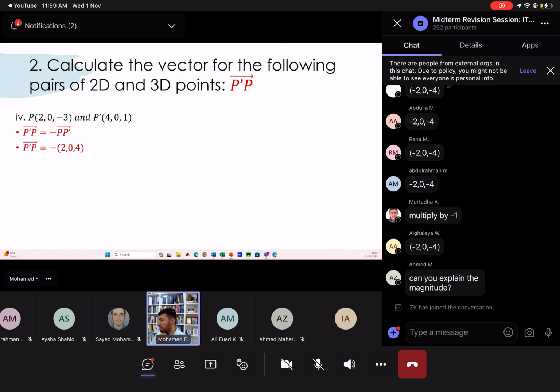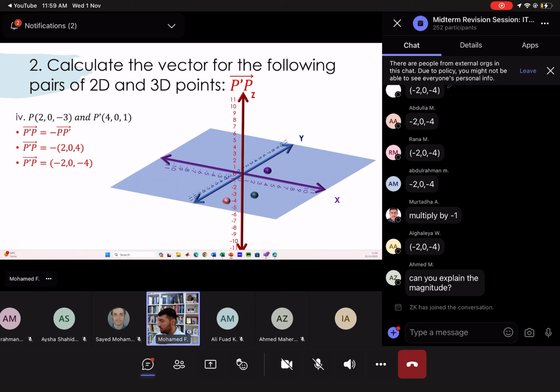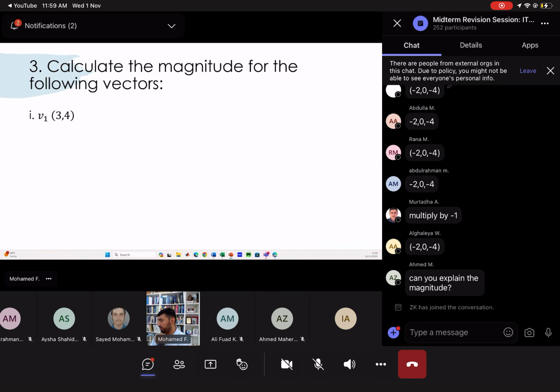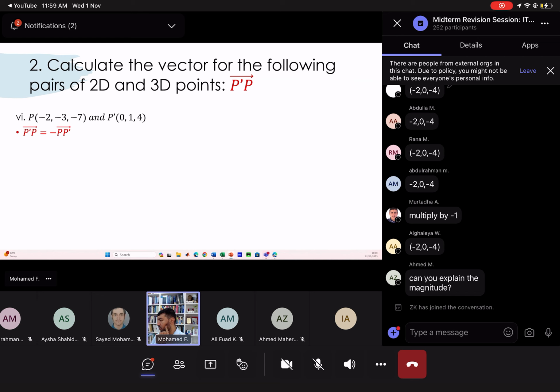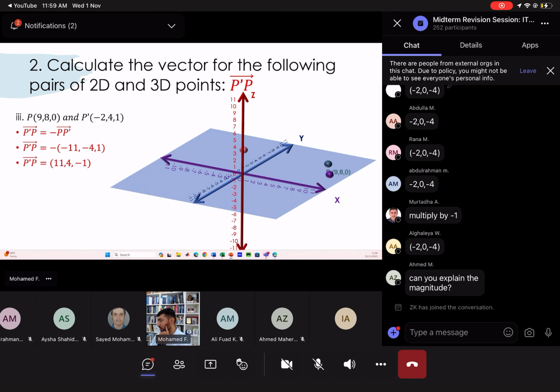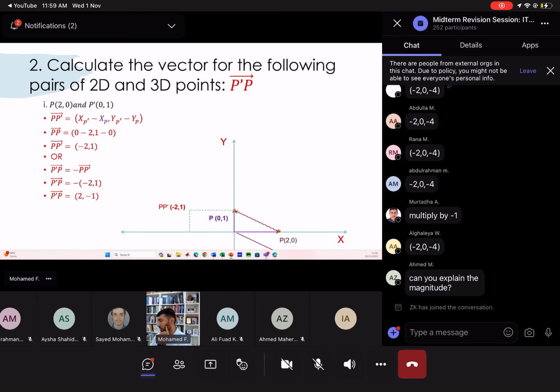And here we can see it's just the opposite, which is the one we just answered, and this one the same. Now calculate the magnitude for the following vector. Now just let's go back one step here. Now if we come to put it here, we can see this is what by the Pythagoras equation we can solve it. It's just like a triangle.